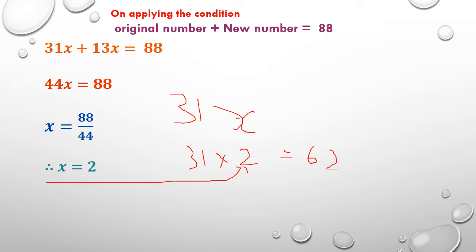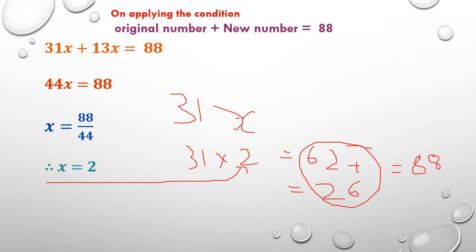And what can be the new number? You have to just interchange the digits. What will be the new number? On interchanging the digits, you get the new number is 26. And you can even verify your answer whether it is correct or wrong. On adding this 26, you must get equal to 88. If you are not getting 88, then you should just again go through your solution if you have committed any mistake.